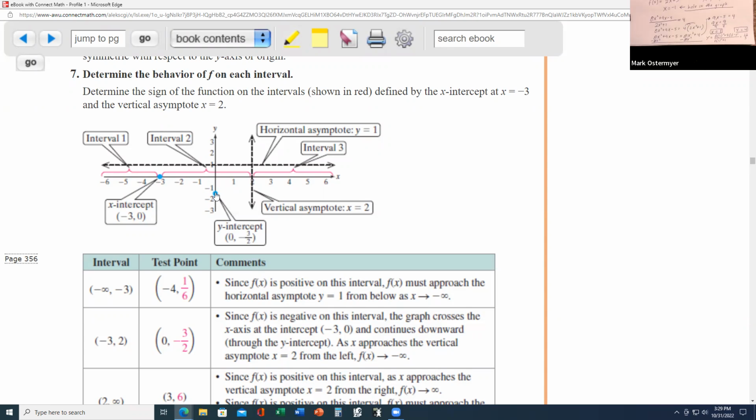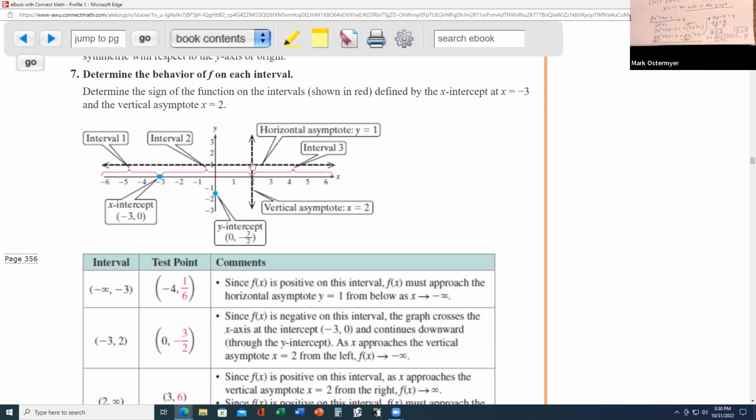How do I know my graph cannot turn around and cross the x-axis again? How do I know it can't turn around somewhere in here and go across the x-axis? Because if it could, we would have found the x-intercept up there when we found the x-intercepts. There is no other x-intercept except -3. So the graph cannot cross. It cannot turn around here. It has no choice but to dive down towards negative infinity and approach this vertical asymptote from the left.